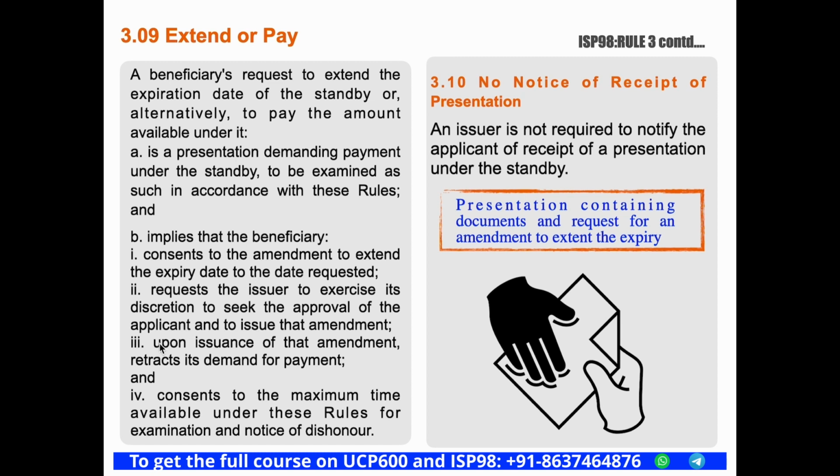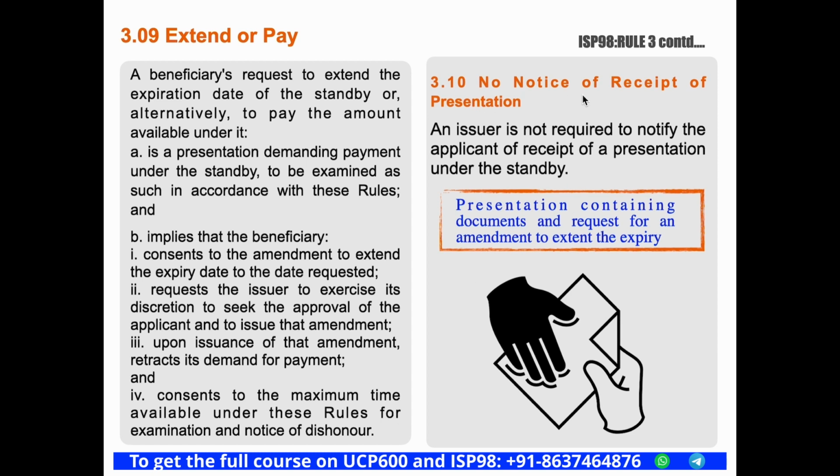Next one is, upon issuance of that amendment, it retracts its demand for payment and consents to the maximum time available under these rules for examination and notice of dishonor. So by making such a request, the beneficiary also consents to retract its demand and permits the issuer to make use of the maximum time available for it to examine the presentation, right?